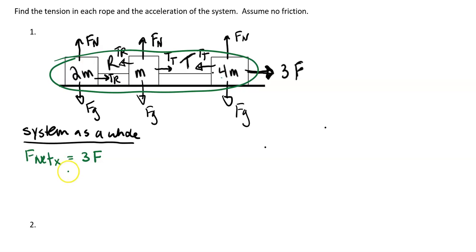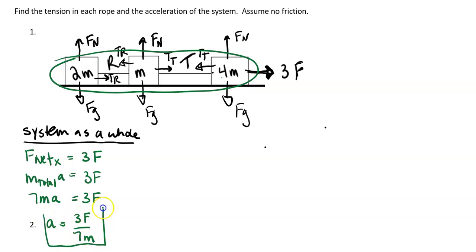Cool. So now let's look at it. We know the applied force 3F. We're looking at the system as a whole, so we need the mass of the whole entire system. So it's mass total times A, and the total mass is going to be 7m. A equals 3F. So acceleration is going to be 3F divided by 7m. Cool. And do we need units for this? Nah, we don't need units because this problem just deals with variables.